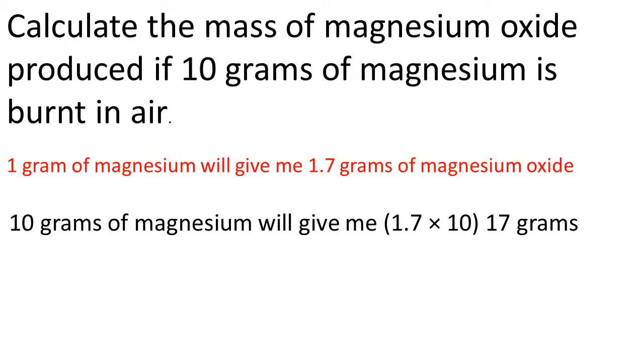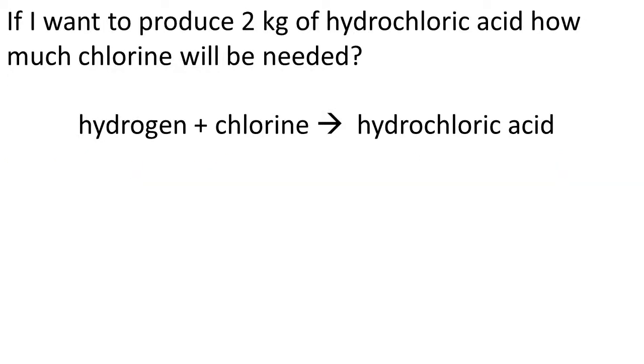Okay, in case I went a little bit quick there, let's do another example. This time I'm going to approach it from the other way. I'm going to say not how much product would I get, but this time how much reactant do I need. So this time I want 2 kilograms of hydrochloric acid, and I need to know how much chlorine is going to be needed. You can imagine that sort of question is going to be quite common in industry. How much reactant do I need to produce this much product?